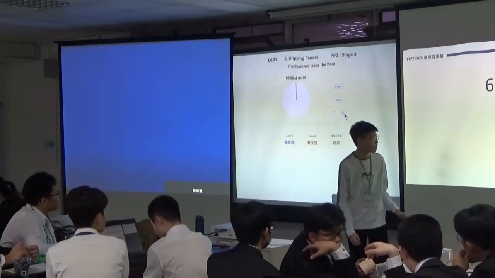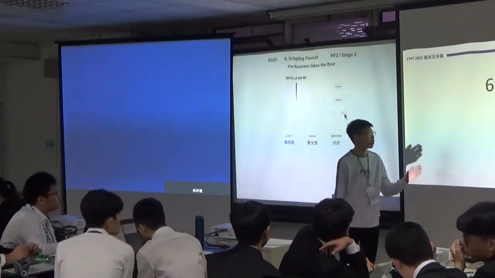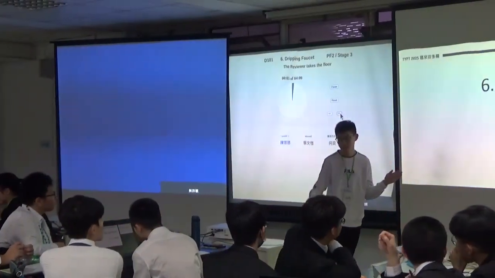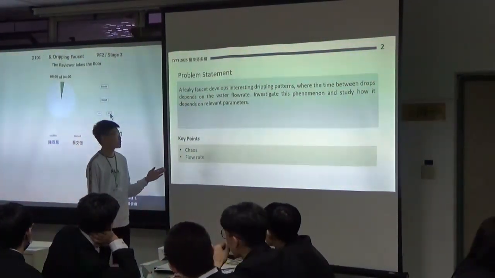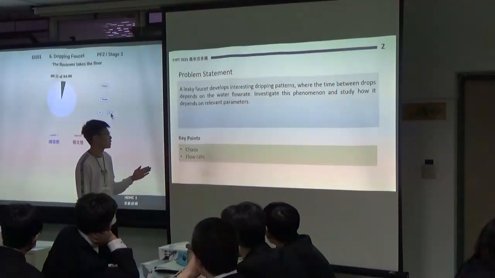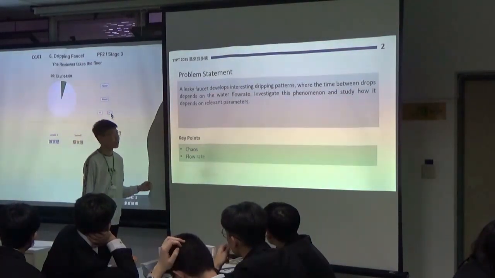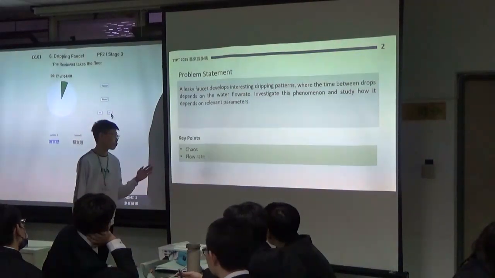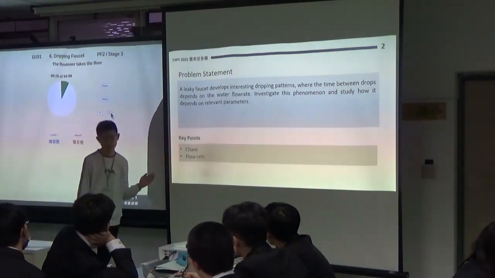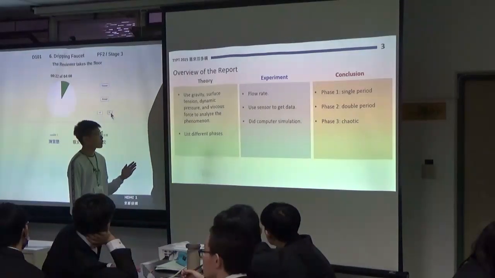Okay, so I'm from Team Selecting and I'm the reviewer of problem 6, dripping faucet. The problem statement is: the leaking faucet develops interesting dripping patterns where the time between drops depends on the water flow rate. Investigate the phenomenon and study how it depends on relevant parameters. The key points we found are the chaos and the flow rate. The overview of the report.